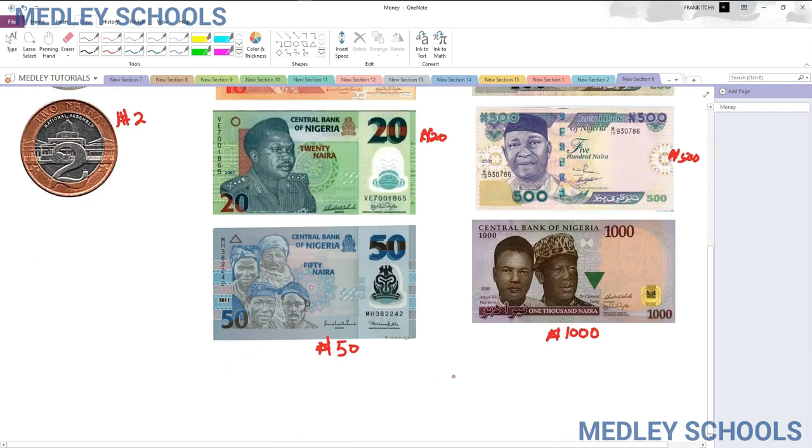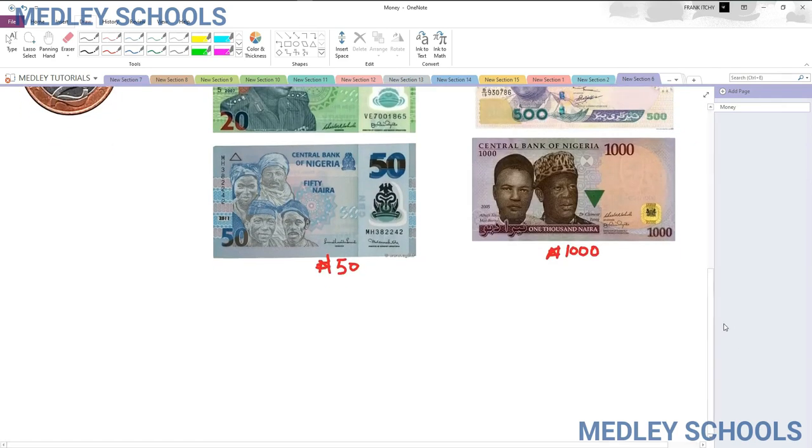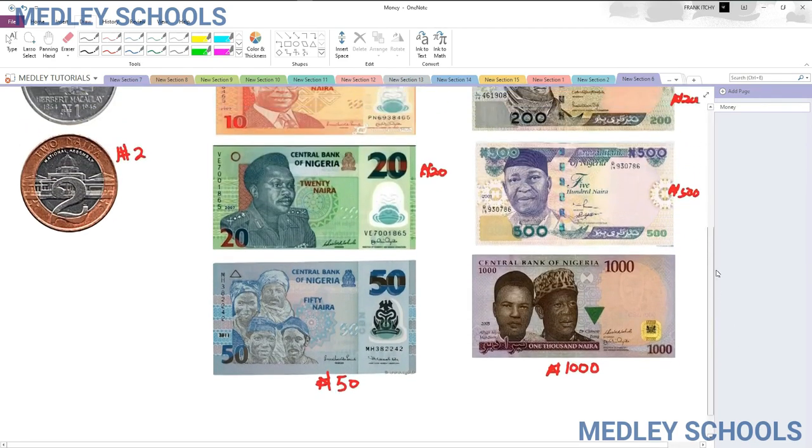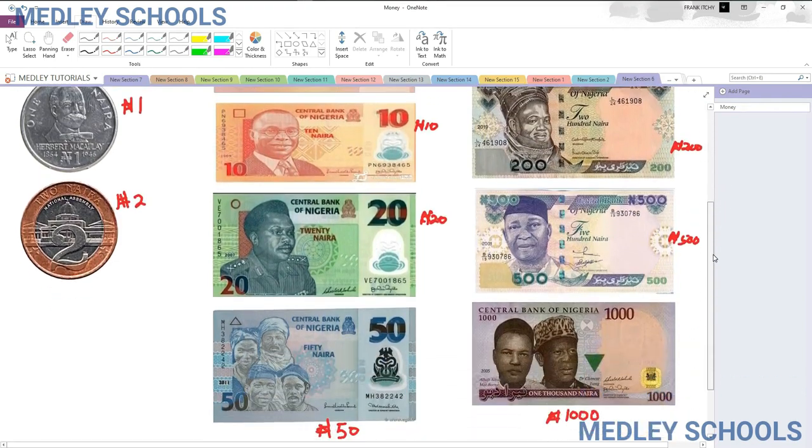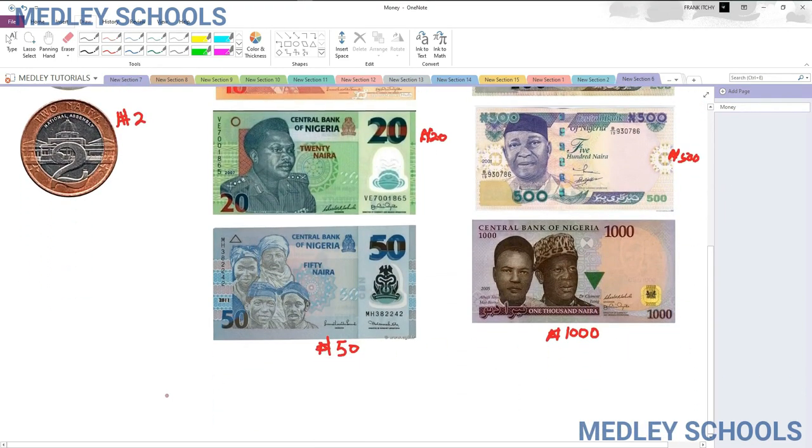As you know, when you want to buy something, even the biscuits that you eat, all those things you ate were bought using money. So as we said, in Nigeria we have the coins and the banknotes. From the coins and the banknotes, that is where we generate what we call naira and kobo. The naira is represented as this, and the kobo is represented as this.